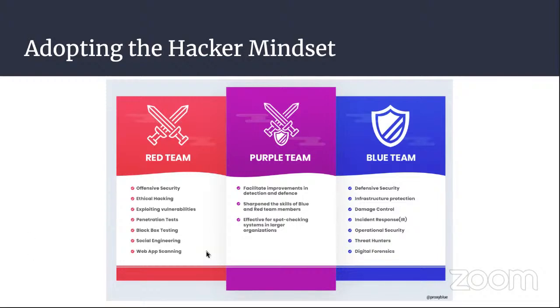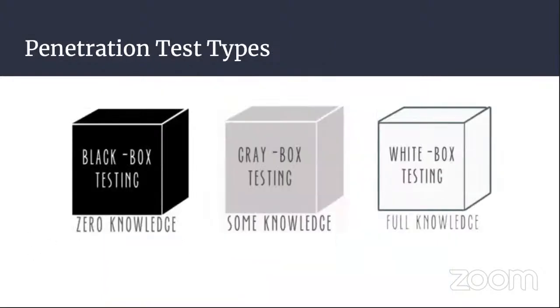There are three main types of pen tests. The white box, where the tester has full knowledge of everything. Black box, where the tester is not provided with any information and it most simulates a real-world attack. And a gray box, which is a hybrid of the two.